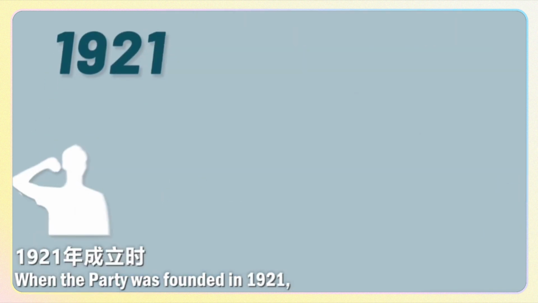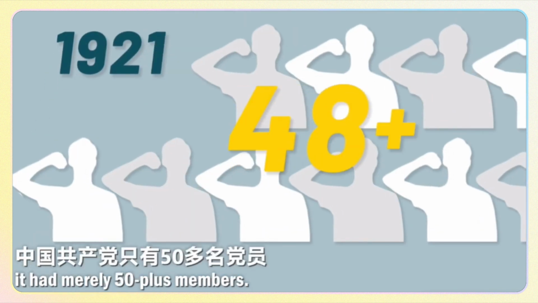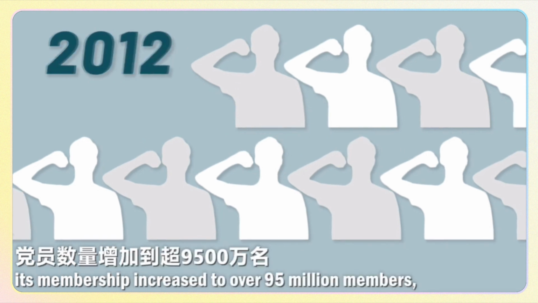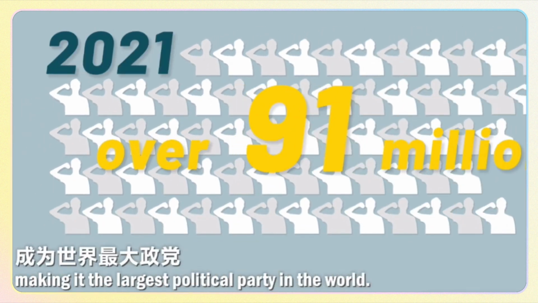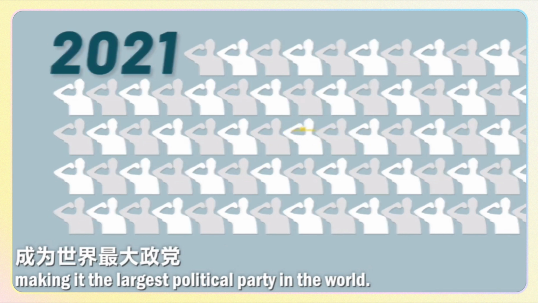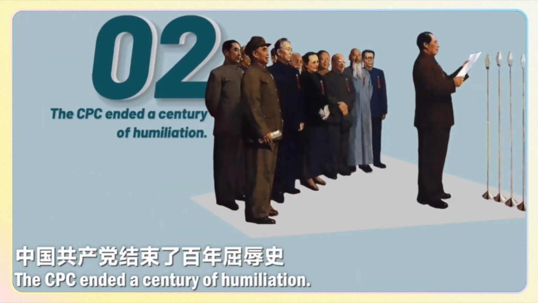When the party was founded in 1921, it had nearly 50-plus members. In the next century, its membership increased to over 95 million members, making it the largest political party in the world.